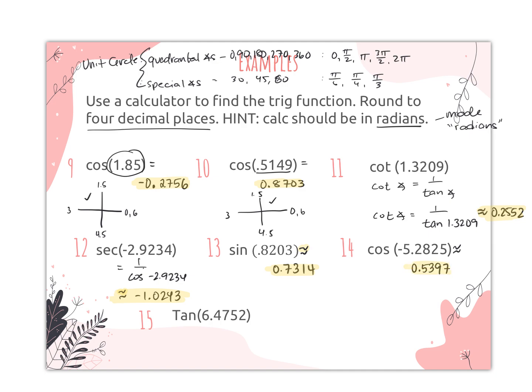And so that's how you just plug these in. Okay, last one, tangent of 6.4752 radians. So again, these are really easy. 6.4752 radians, hit the tangent button, and you get approximately 0.1944. And that's your answer.